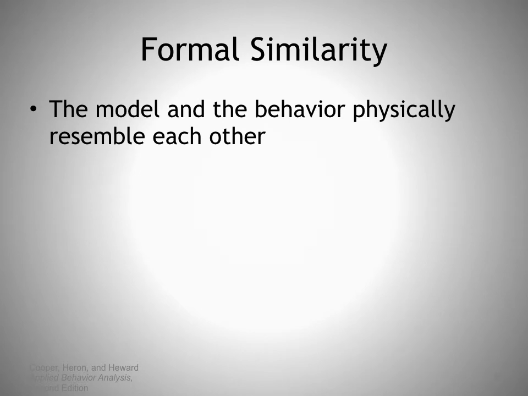Formal similarity occurs when the model and behavior physically resemble each other and are in the same sense mode. For example, when a student observes a teacher finger spell the word house and then duplicates the finger spelling, the imitative finger spelling has formal similarity with the model.